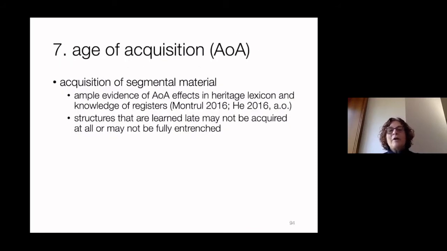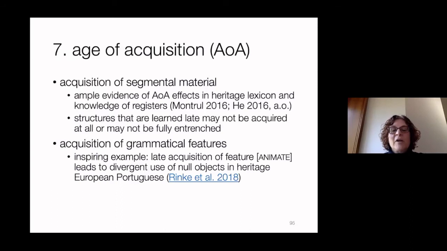And then finally, back to age of acquisition, something that I was going to talk about very briefly. We know that structures that are learned late may not be acquired at all, or may not be fully entrenched. We also have a lot of evidence of age of acquisition effects in the lexicon and the knowledge of registers. This is all kind of expected, but it's also important to look at the acquisition of grammatical features.